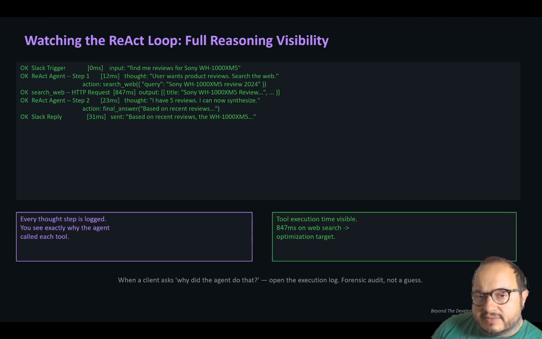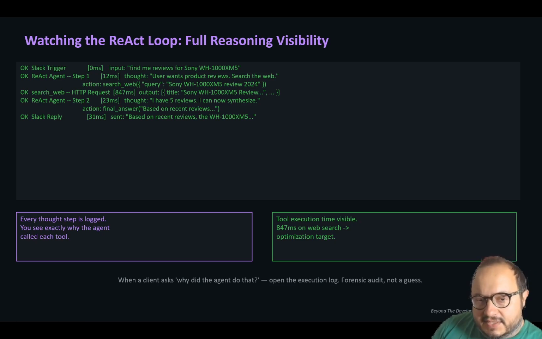You can see the Slack trigger fires at 0 milliseconds. The React agent starts its first reasoning step. The tool reads the user wants product reviews. I should search the web for this. It decides to call search web with the query of Sony VH10000X M5 review in 2024. The search sub-workflow executes in under 1000 milliseconds for the Brave API to return 5 results. You can see the exact response, titles, URL, snippets.